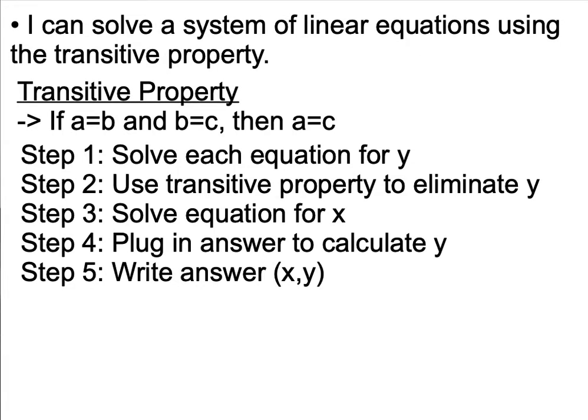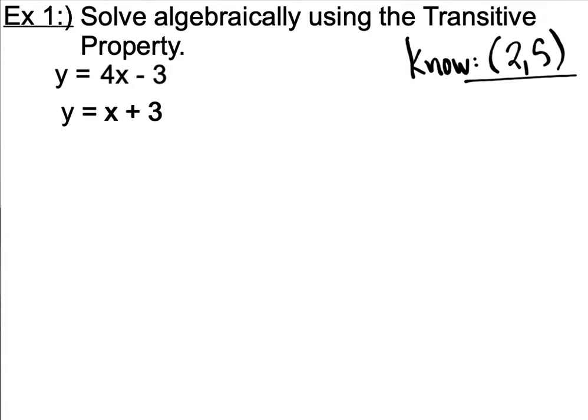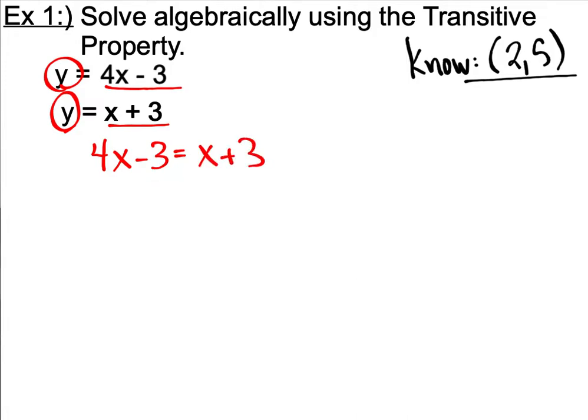Next, we're going to use the transitive property to eliminate y. Because 4x minus 3 equals y, and x plus 3 equals y. They both equal y. Therefore, they equal each other. So I've used the transitive property to get rid of y. Now I only have x. And I know how to solve this. We did this back in Unit 1.